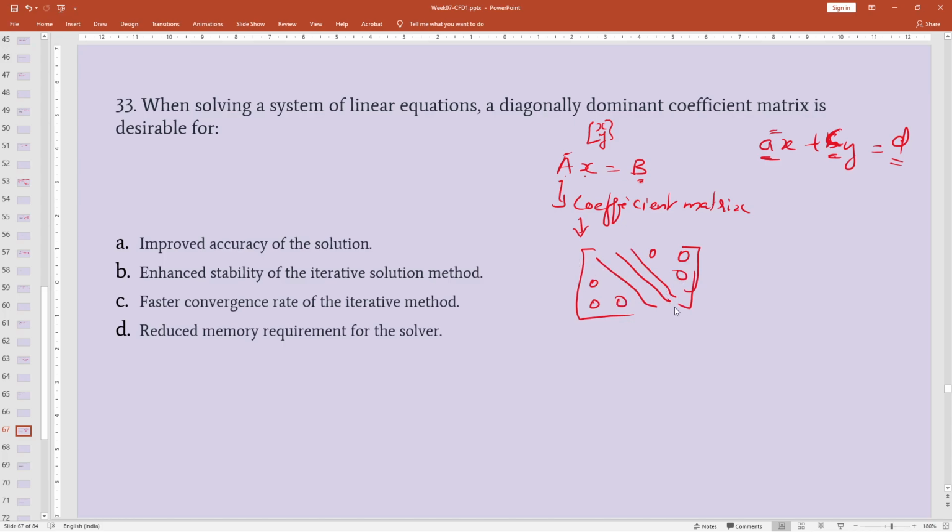So if you see here, when the matrix is diagonally dominant, then it will be much easier to solve the equation by the iterative method, and also it will be much more stable. That is its eigenvalues. If you know about the eigenvalues of the matrix, then the eigenvalues for a diagonally dominant matrix are good compared to non-diagonally dominant matrices, which in turn will increase the stability of the iterative method. So our answer is option B, enhanced stability of the iterative solution method.